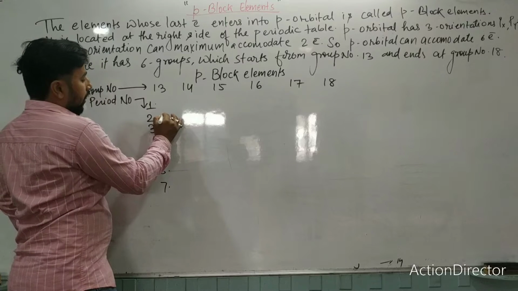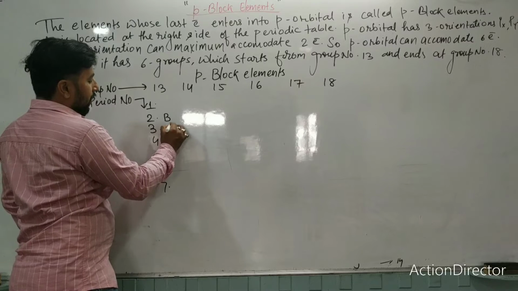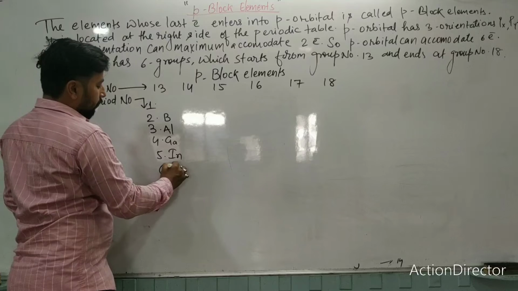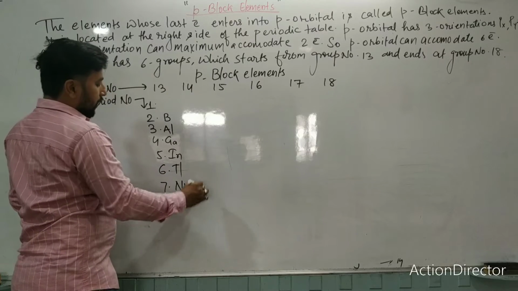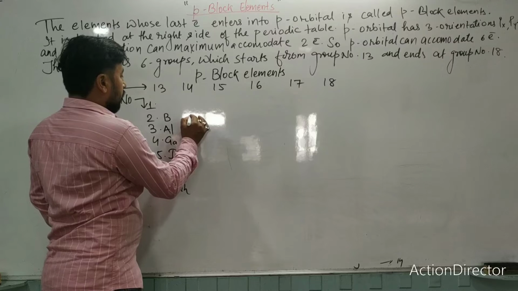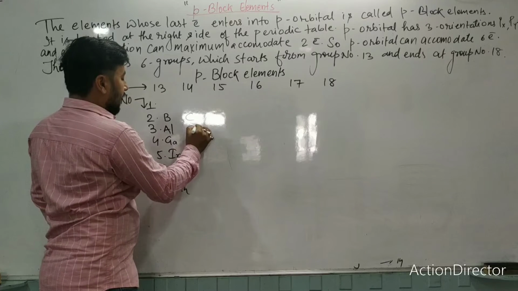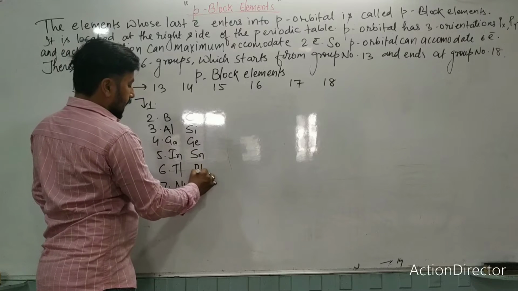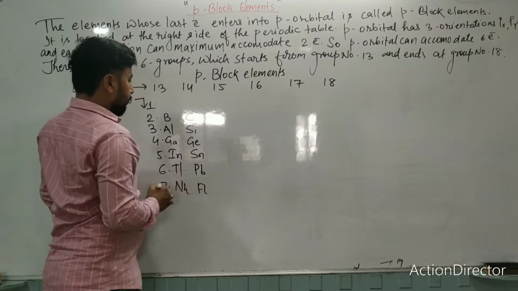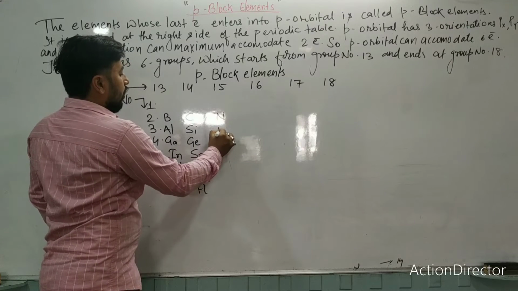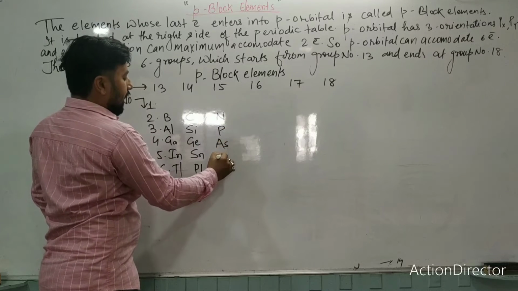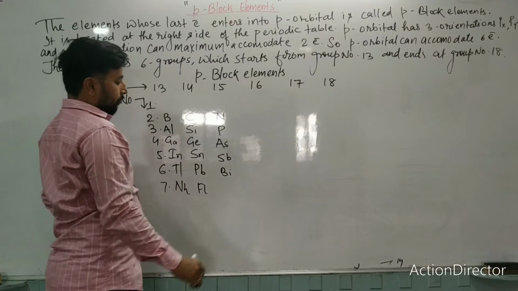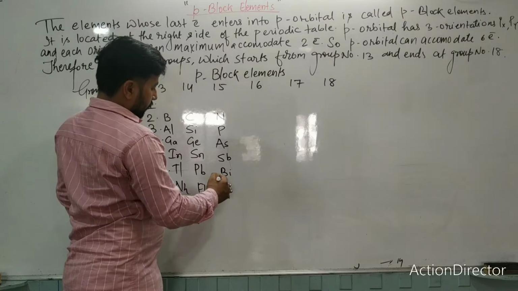Group number 13: boron, aluminium, gallium, indium, thallium, nihonium. Group number 14: carbon, silicon, germanium, tin, lead, flerovium. Group 15: nitrogen, phosphorus, arsenic, antimony, bismuth, moscovium.